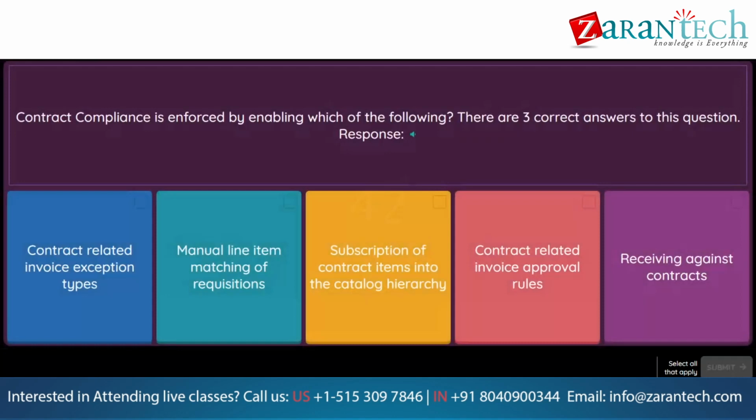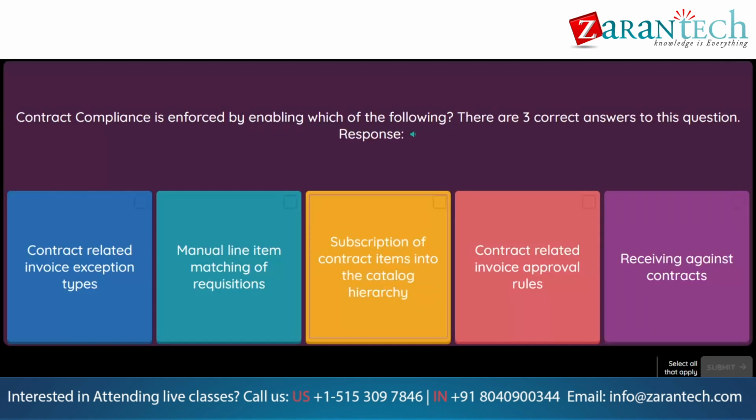Question: contract compliance is enforced by enabling which of the following? There are three correct answers to this question. Response. Option 1, contract-related invoice exception types. Option 2, manual line item matching of requisitions. Option 3, subscription of contract items into the catalog hierarchy. Option 4, contract-related invoice approval rules. Option 5, receiving against contracts.